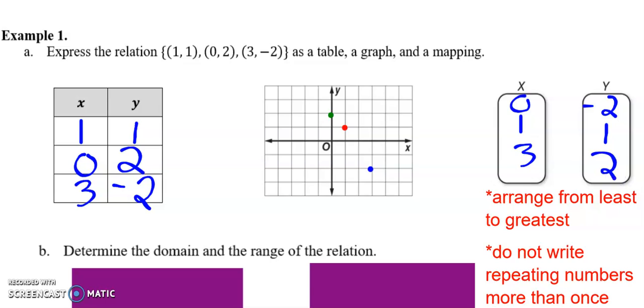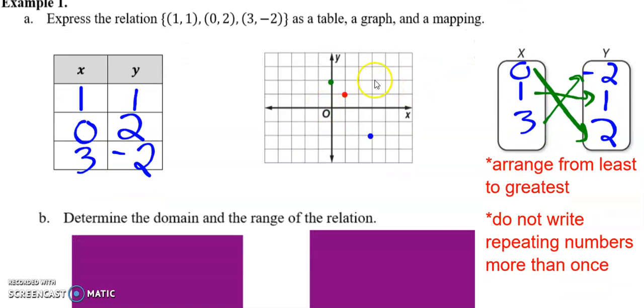And now that we have the numbers arranged from least to greatest, we draw arrows to connect our ordered pairs. So our first ordered pair is 1, 1. So an arrow from 1 to 1. The next ordered pair is 0, 2, an arrow from 0 to 2. And our last one is 3, -2, an arrow from 3 to -2. Okay, there's our mapping. And last but not least, we determine the domain and the range.